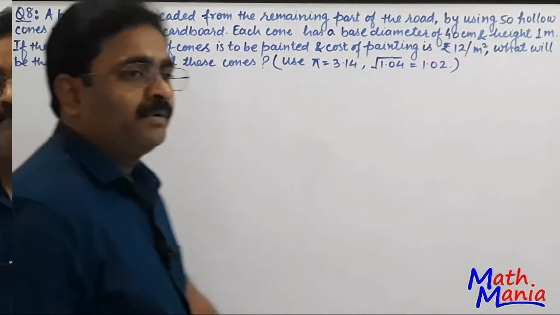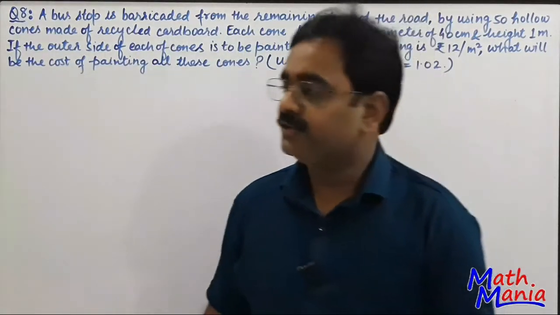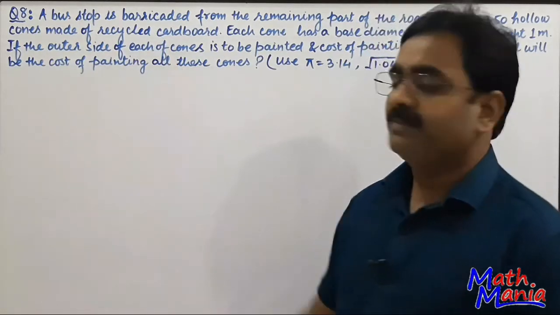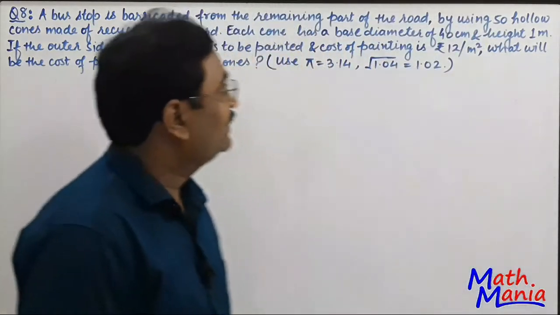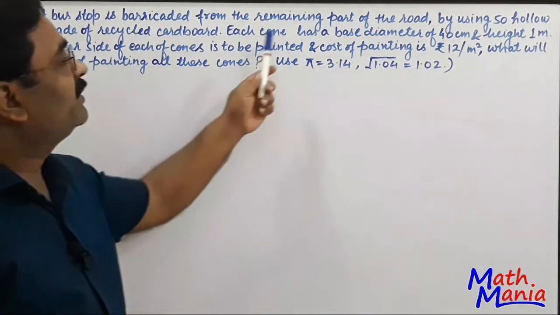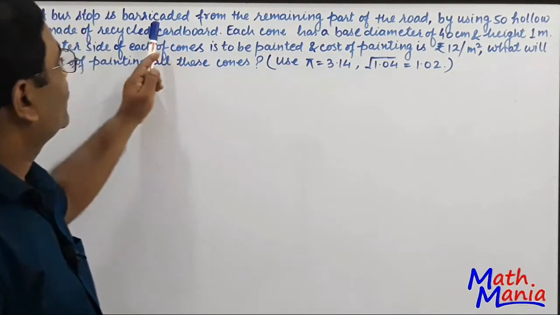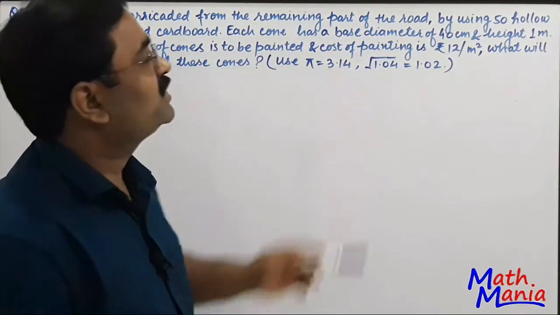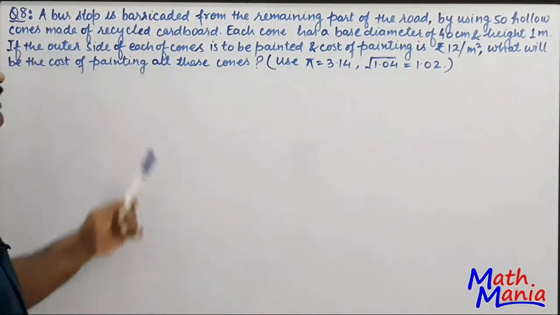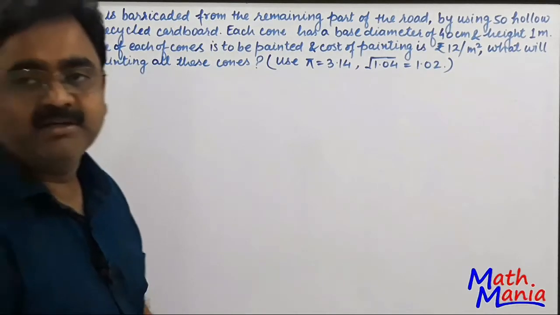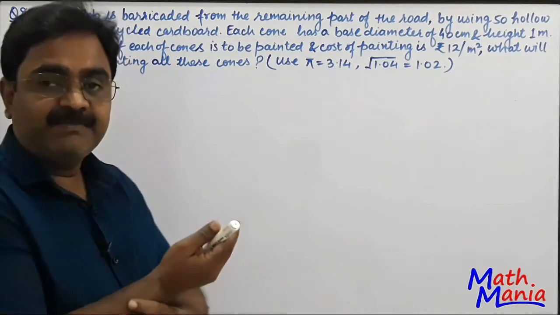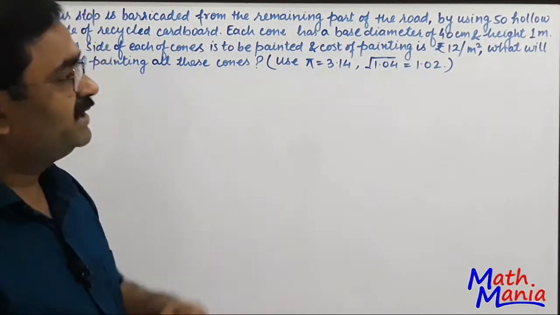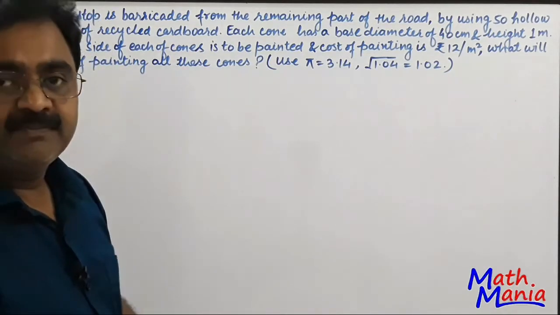Okay friends, so let's see question number 8 of this exercise 13.3. A bus stop is barricaded for the remaining part of the road by using 50 hollow cones made by recycled cardboard. Each cone has a base diameter of 40 centimeter and height of 1 meter.